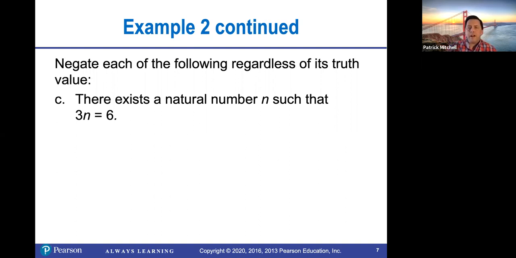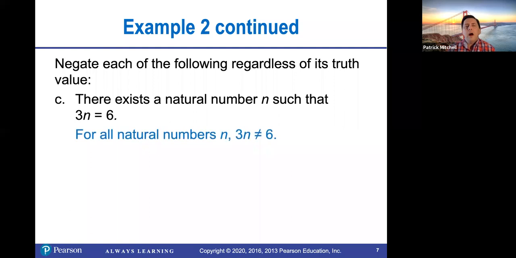And so from letter B, we know that the opposite of some is none, okay? So if you don't agree that there exists a natural number n such that 3n equals 6, you're saying no natural numbers do that, okay? And another way of saying that is for all natural numbers n, 3n does not equal 6, okay? So let me try to help you understand this a little bit better.